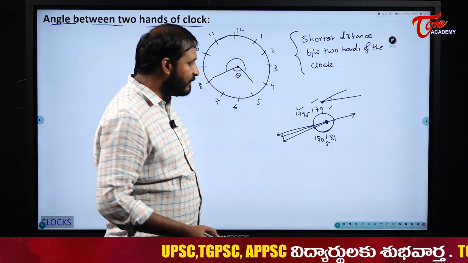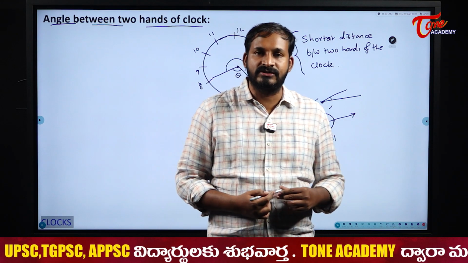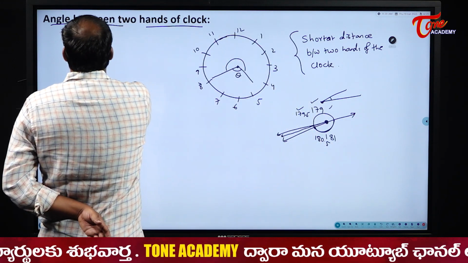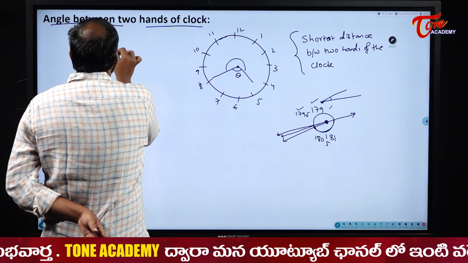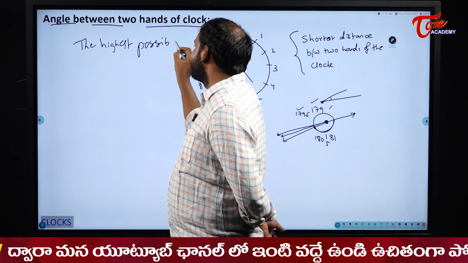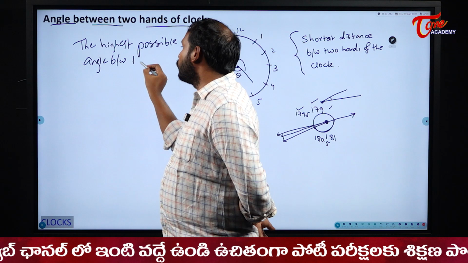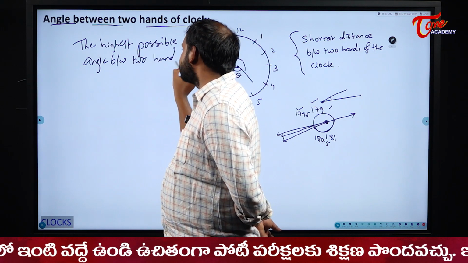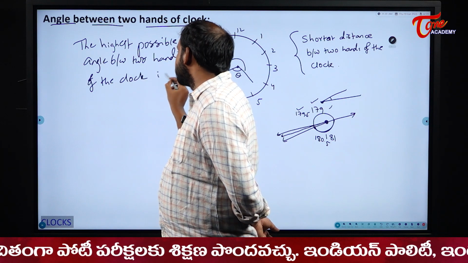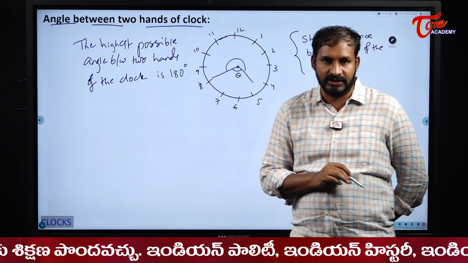That means the highest possible angle between two hands of the clock will be what, students? 180 degrees. Okay. Please note down this one: the highest possible angle between two hands of the clock is 180 degrees. This is the highest possible one.